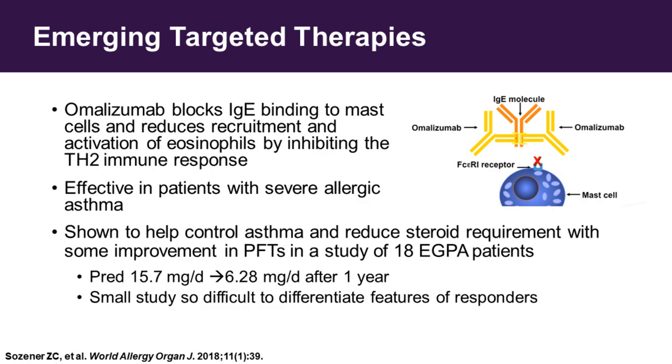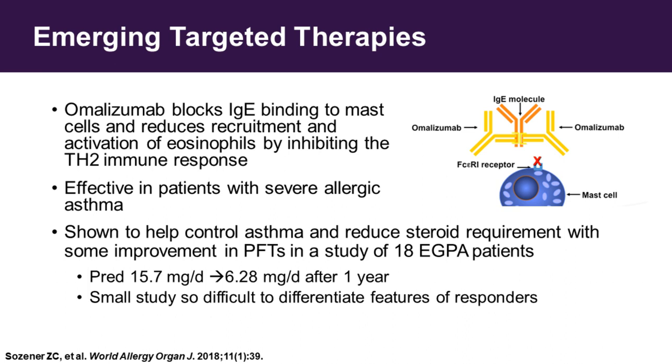Another target, I briefly mentioned IgE. Omalizumab is a monoclonal antibody that blocks IgE binding to mast cells. This reduces the recruitment and activation of eosinophils by inhibiting that Th2 response, which I already mentioned is central to this pathogenesis. Again, we are borrowing from our other colleagues. We have to. So we know that there's a lot of overlap between these eosinophilic syndromes and EGPA, right? So therapies that have worked in those patients, we're trying to borrow some of that information and apply them to our patients. It was shown to be effective in patients with severe allergic asthma. And so we started using it in some of our EGPA patients.